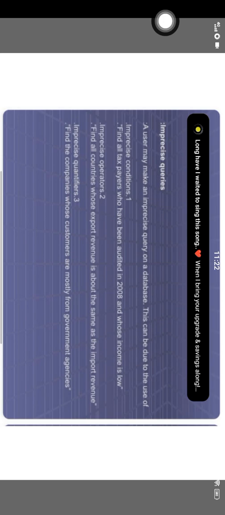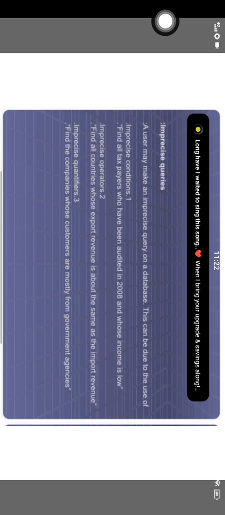Imprecise queries. A user may make an imprecise query on a database. This can be due to the use of an imprecise condition. As in 1, find all the taxpayers who have been audited in 2008 and whose income is low. Imprecise operators, 2, is find all countries whose export revenue is about the same as the import revenue.